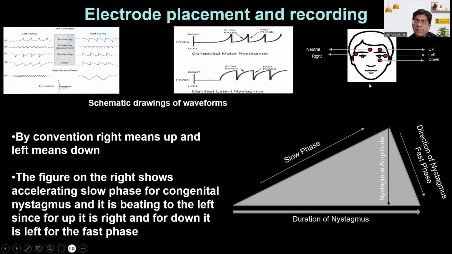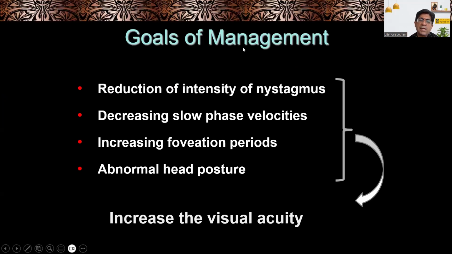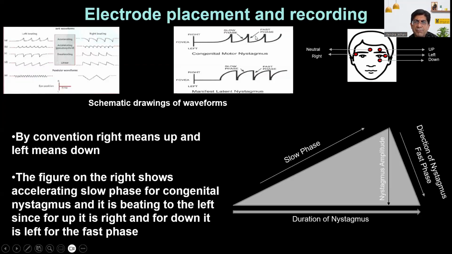And these are the typical electrode positions. On the right, on the left, there is a neutral. And if you want to measure up and down, one on the up, one on the down. So if this is the fovea, typically with convention, up means right and down means left. So this nystagmus is moving towards right and going down, going up, going down. This is a left beating nystagmus, because you can see that the fast phase is moving from up to down.